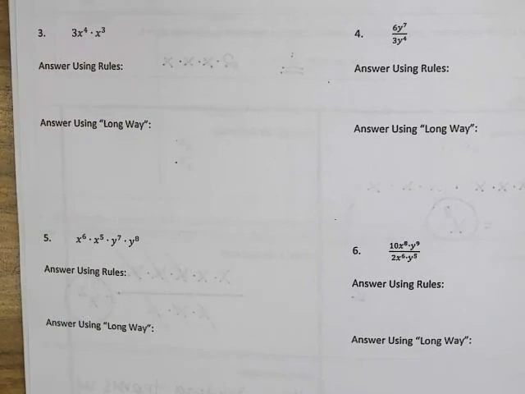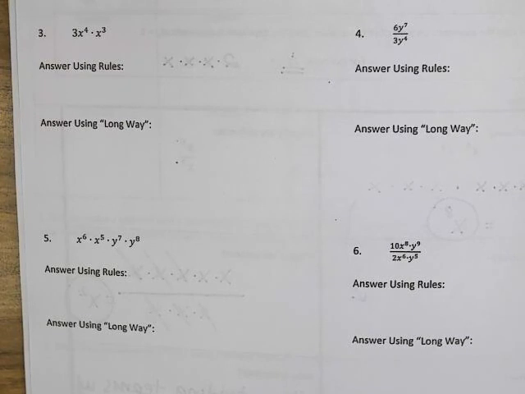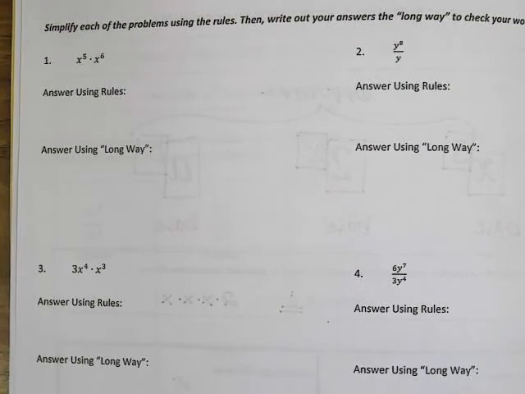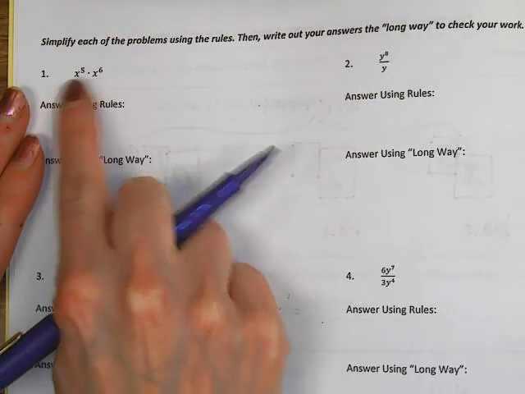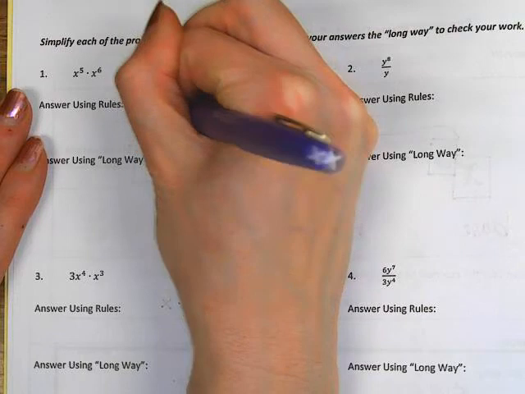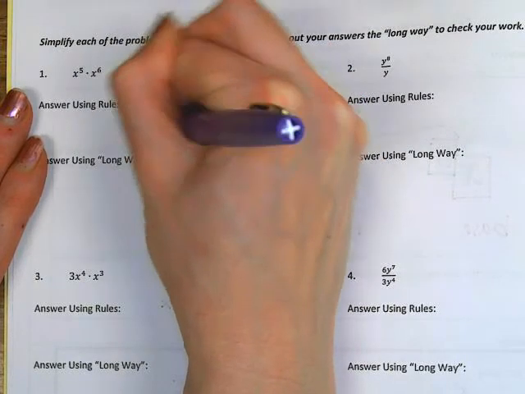So number 3, we're going to have you guys do it 2 different ways, using the rules and then actually by writing it out the long way. So let's start by using the rules. Number 1. x to the 5th times x to the 6th. Answer using the rules. Well, the rule says if you're multiplying same bases, you add the exponents. So it'd be x to the 11th.